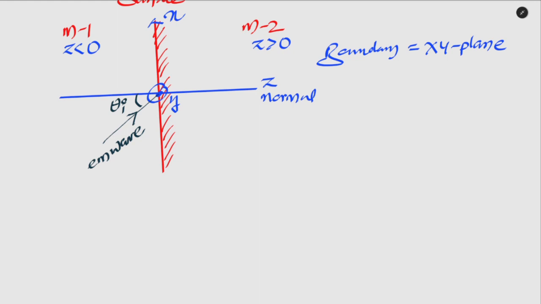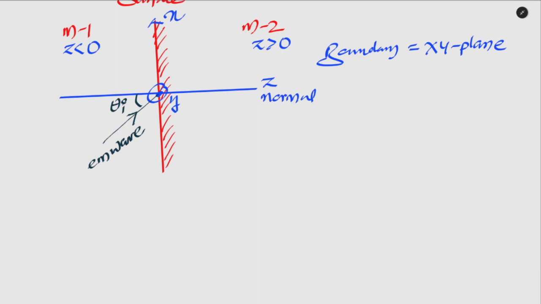With the boundary means you have to take this one, because this is the boundary. With the boundary, this is the angle. But I am defining theta I, which is the angle made by the incident electromagnetic wave with the normal to the boundary, not with the boundary. So that is the definition of theta I.